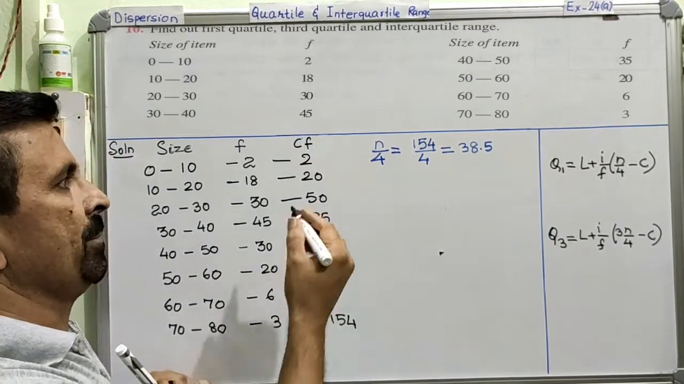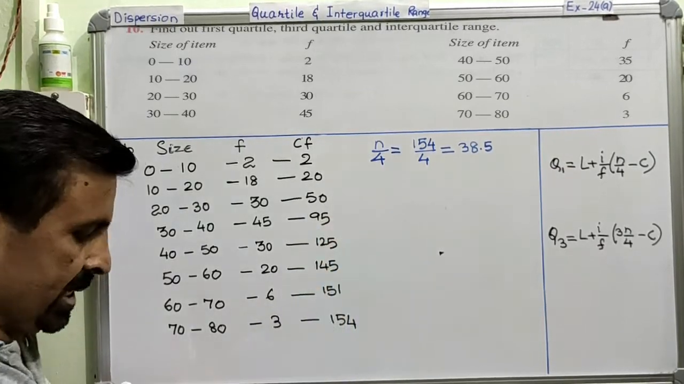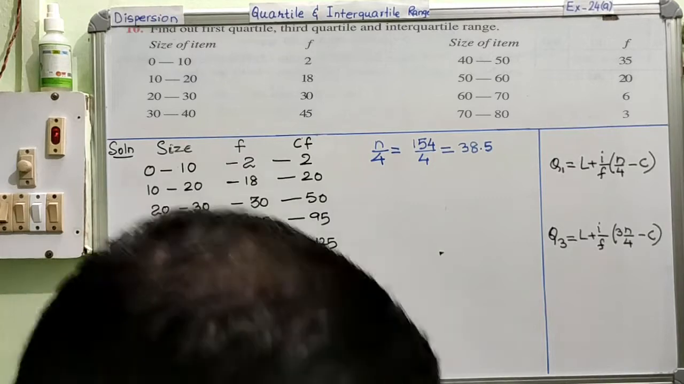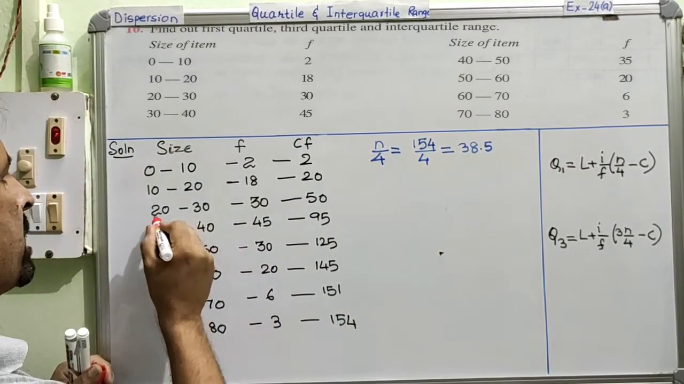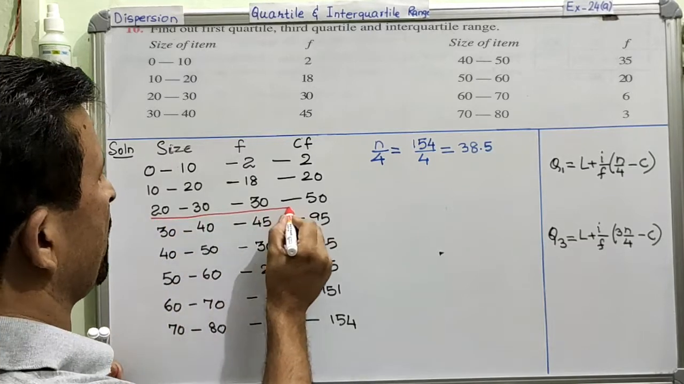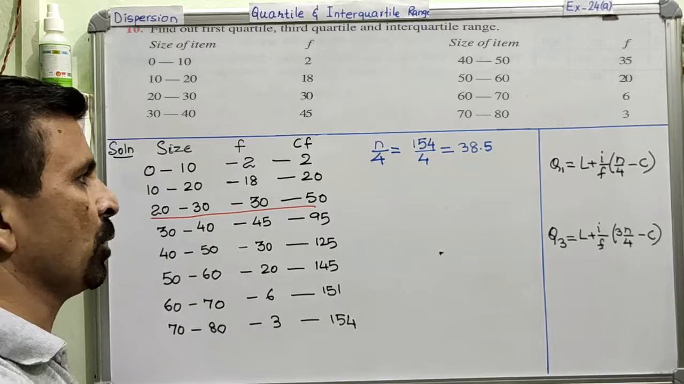This 38.5 is where? Is it here? No. Is it here? No. Is it here? Yes. It is in the third row. So this third row will have to be marked. And now we can get all the information from this row for your Q1.